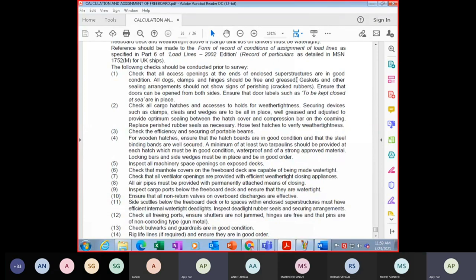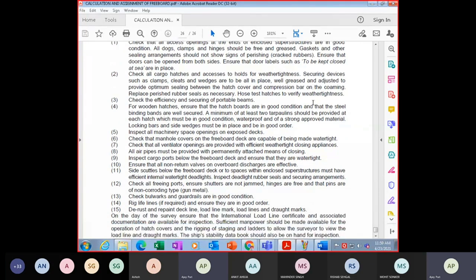check that your access openings at the ends of enclosed superstructure are in good condition. All dogs, clamps and hinges should be free and greased. Gaskets and other sealing arrangements should not show signs of perishing, that is cracked rubber. Ensure your doors can be operated from both sides. And ensure your door labels, like 'to be kept closed at sea', are in place. Check all your cargo hatches and accesses are weathertight.